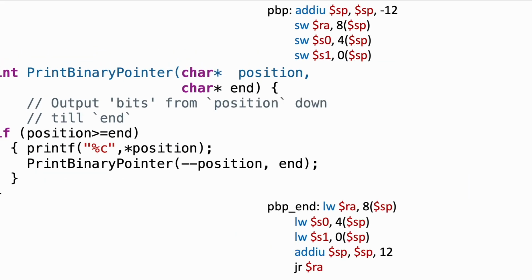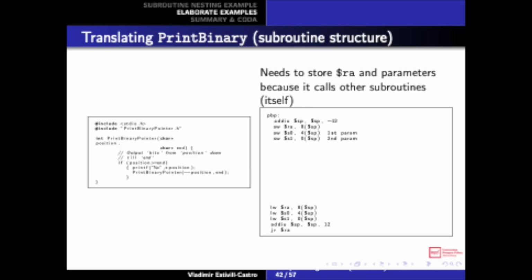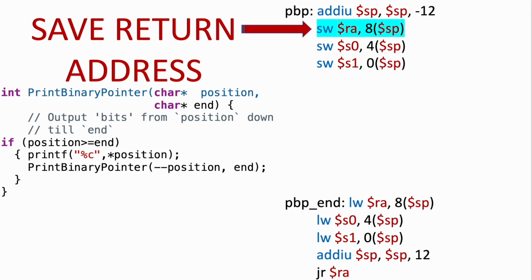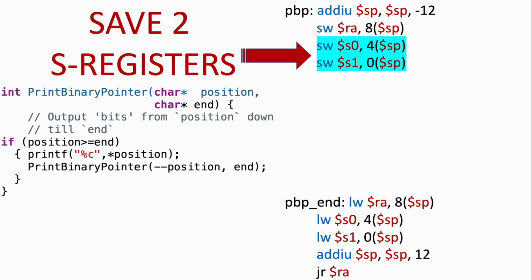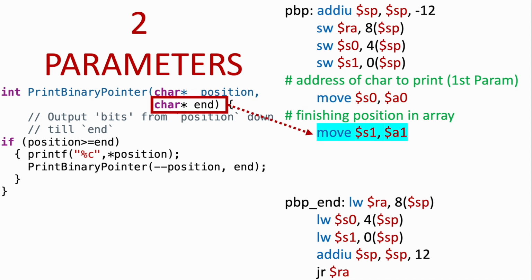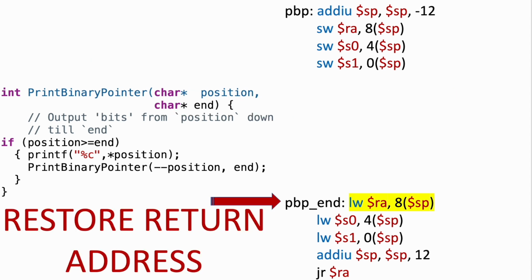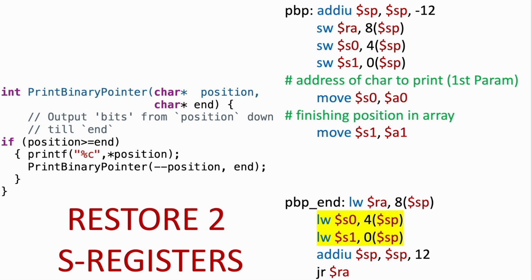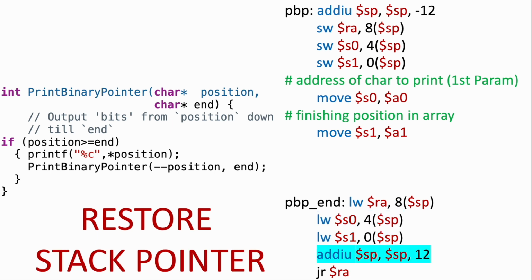The assembly for printing the array of chars with binary representation is analogous. The structure starts with saving in the stack the return address and 2 more S registers, because these 2 S registers will be used for the parameters. The end restores the return address and the values of the 2 used S registers before returning the control to the caller.